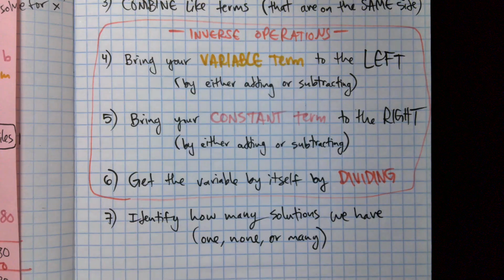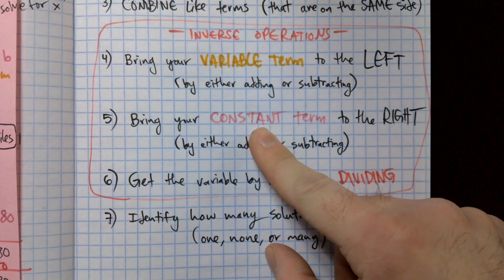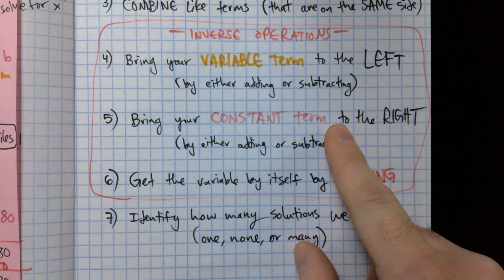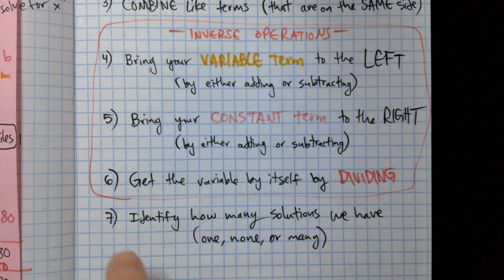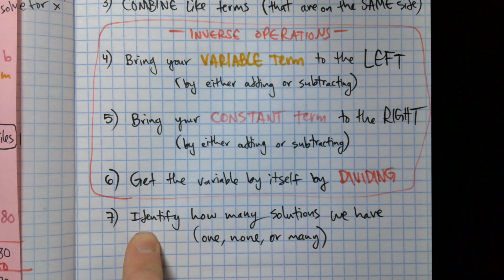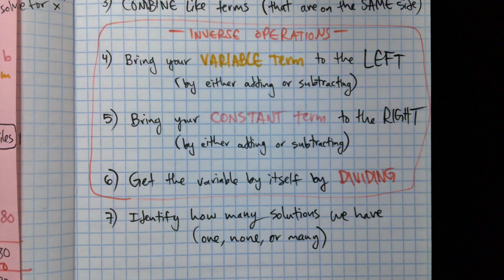Do I need to do step 5 of bringing my constant term 3 over to the right? No. I skip step 5. There's nothing to divide because there's no variable. I skip step 6. I go right to step 7. What could I do with step 7? Identify how many solutions. Well, how many solutions would this give me? None. No solution. So even in our special cases, we can still follow this checklist and just skip what we don't need to do and move on to the next thing.